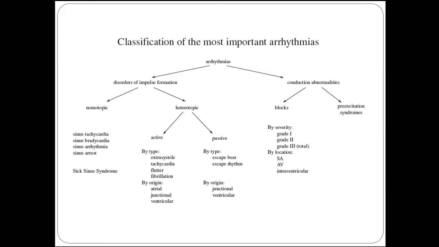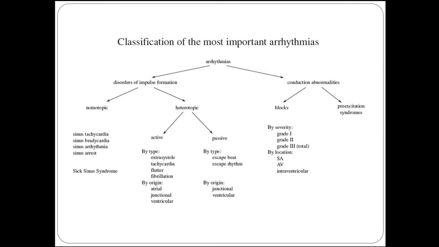And first we started with the fact that we can have arrhythmias when we have an abnormality of the impulse formation. What does it mean? We can have an arrhythmically generated impulse that doesn't come in time, or it's coming faster or slower, or it's not originated from the SA node. So this is why we have the disorders of impulse formation, such as heterotopic, when it's not from the sinus, and nomotopic, which goes through the sinus, but we have different types of arrhythmias.